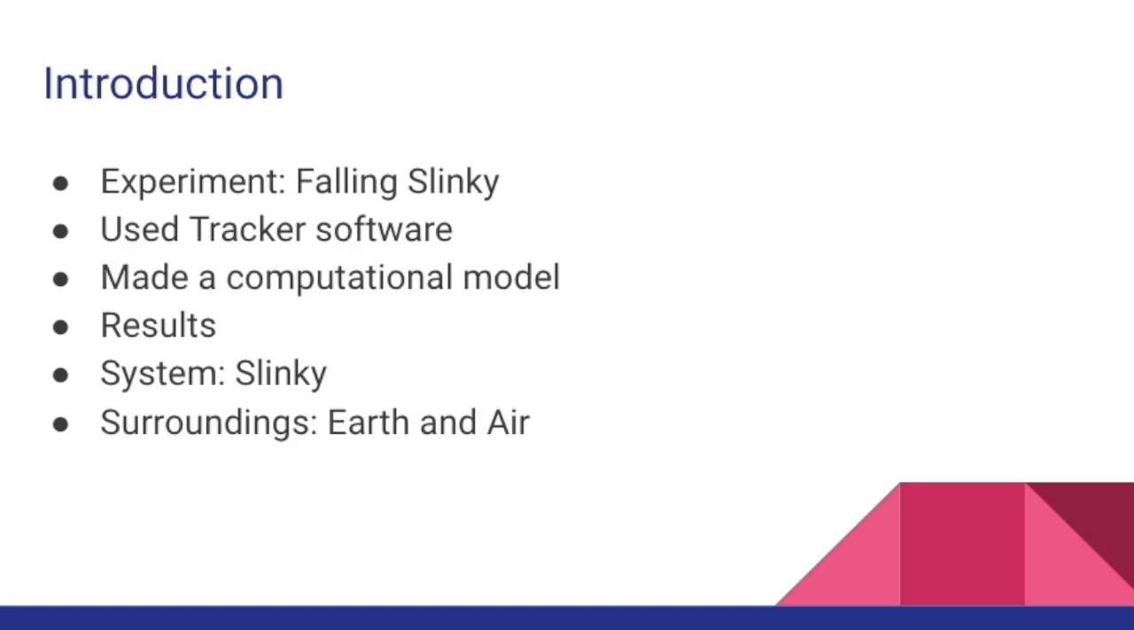So, a quick introduction to this lab is that it was about an experiment of the falling slinky and seeing what happened when you drop the slinky. For this, I used the Tracker software to track the slinky and also created a computational model using GlowScript. With this, you can see that the position graph was a horizontal position graph at first, and after the slinky completely compressed, you have a downward sloping line.